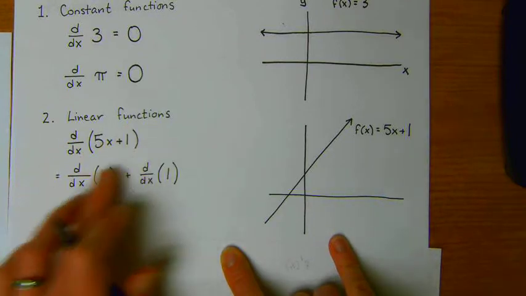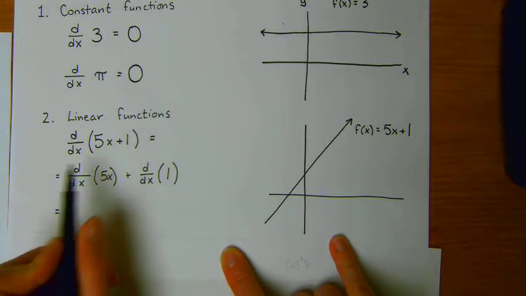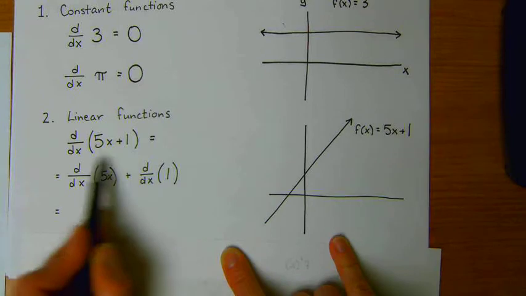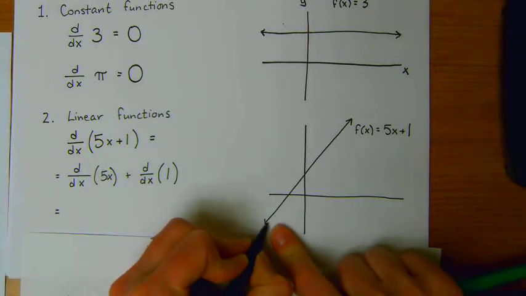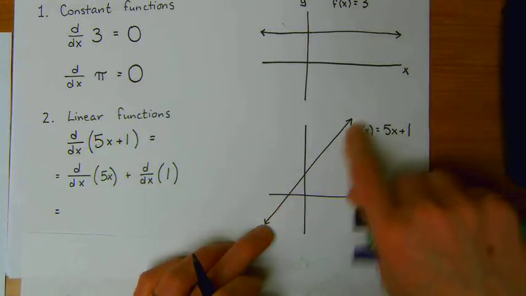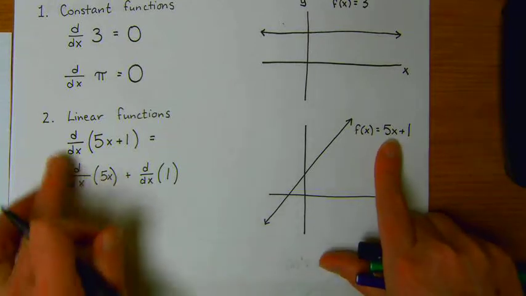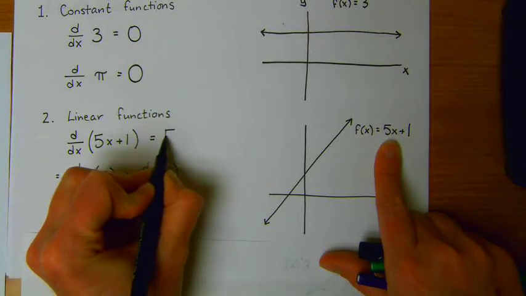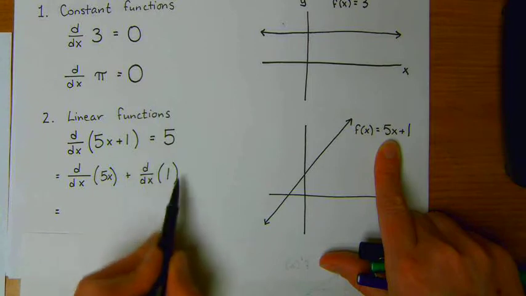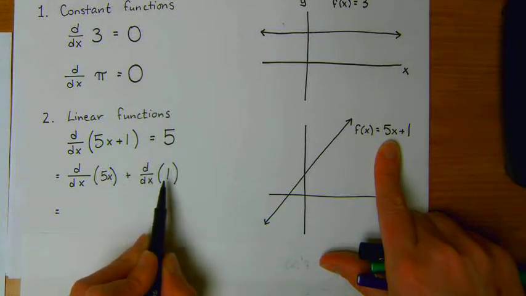Or I could think of it holistically as, what is the slope of this line? The tangent lines are exactly equal to this line, and this line has slope 5, so I know that the derivative should be equal to 5. And that works out when I take the derivative of each of the pieces as well.